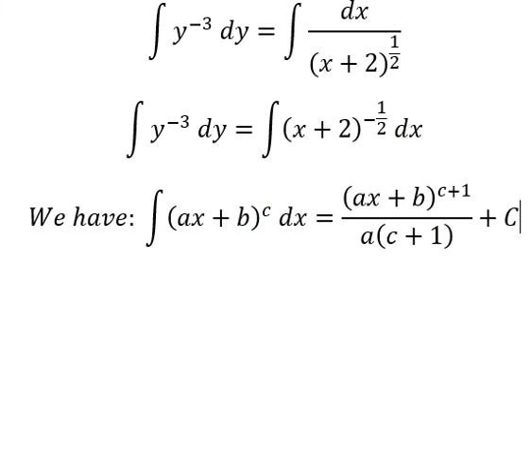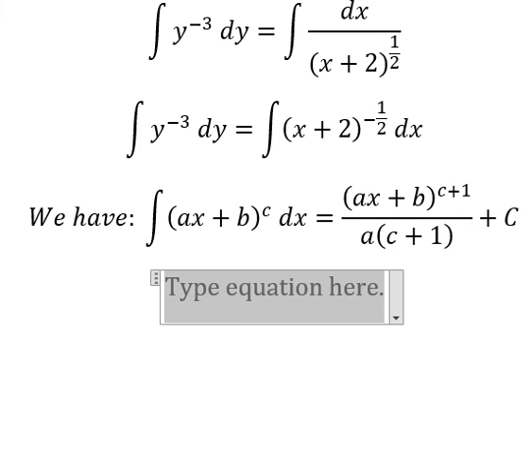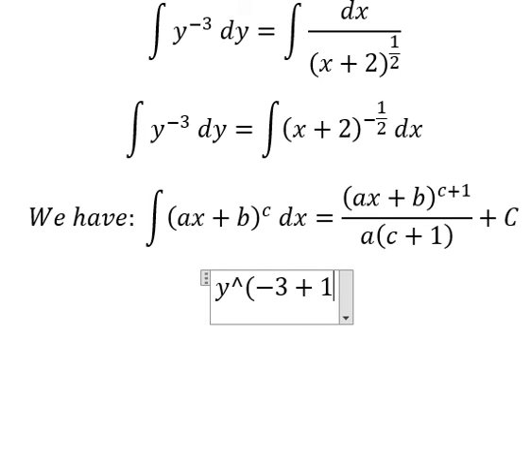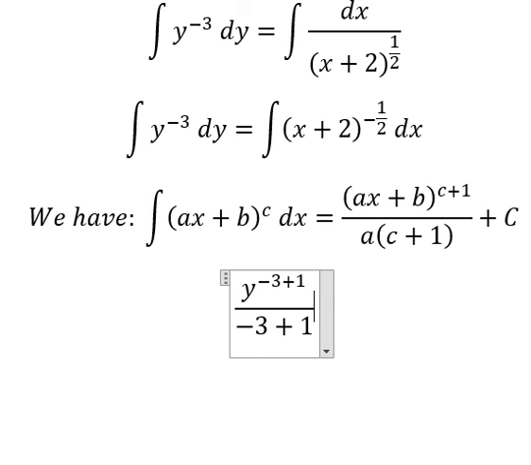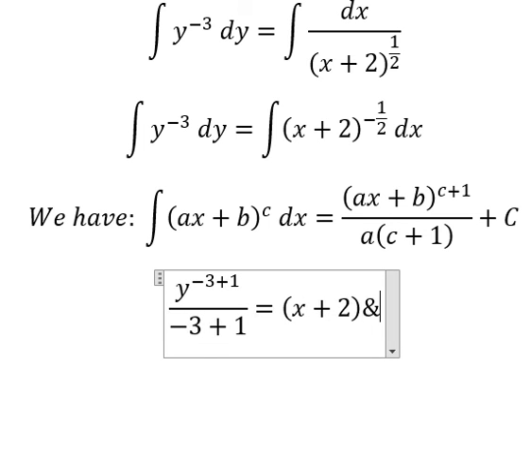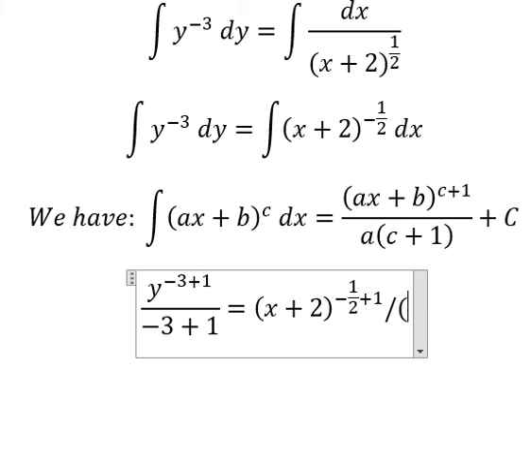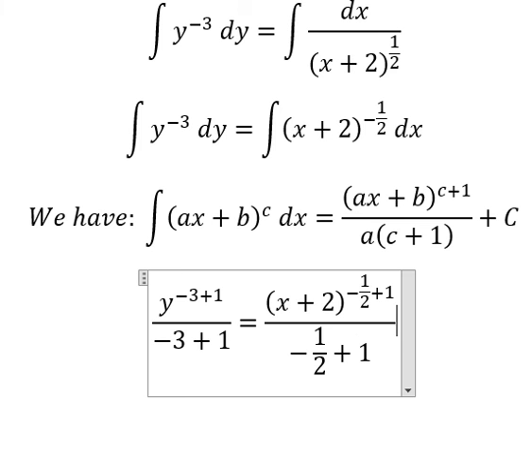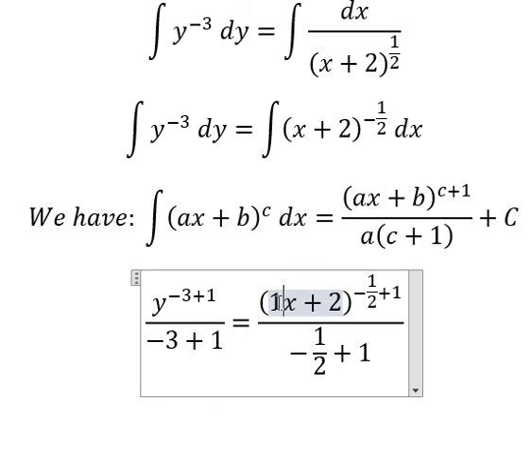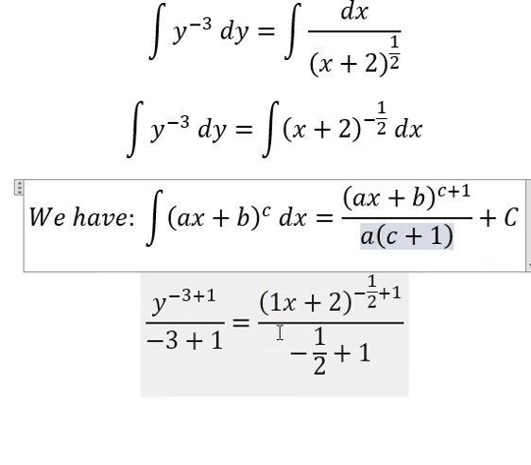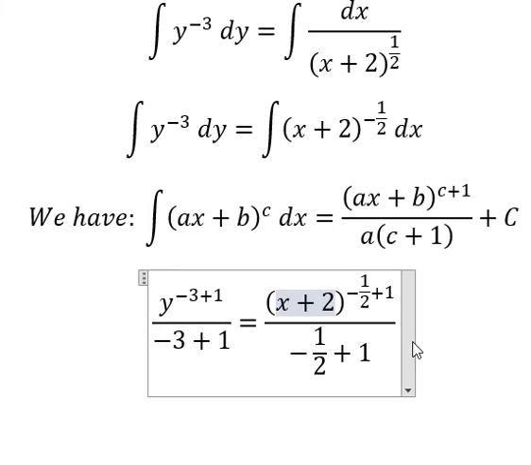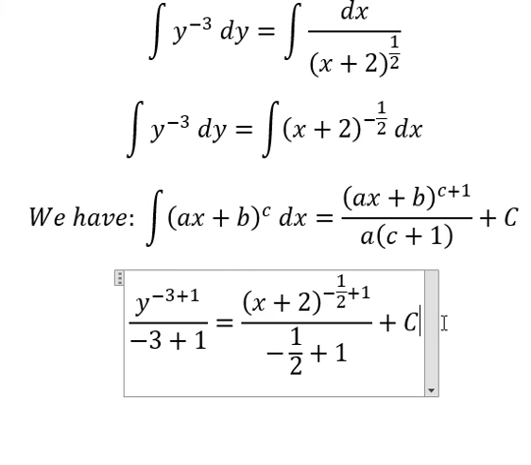So for this one, we have y to the power of negative number 3 plus 1 over negative number 3 plus 1. The next one, we have negative 1/2 plus 1 over negative 1/2 plus 1. Because coefficient of s, that is about number 1. So number 1 we put in here, but 1 that's still about number 1. And I will put about c in here.